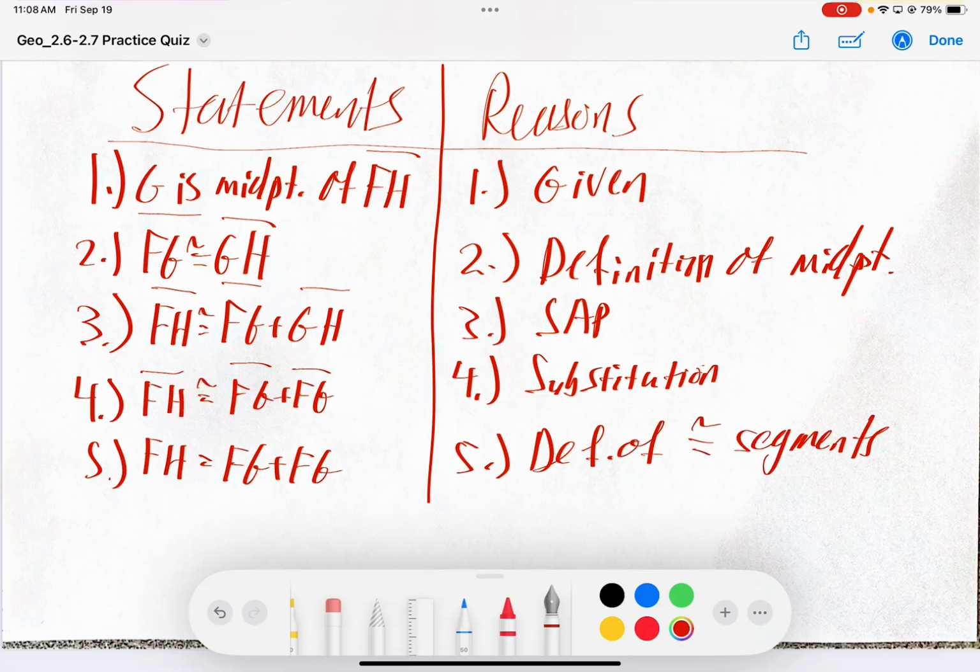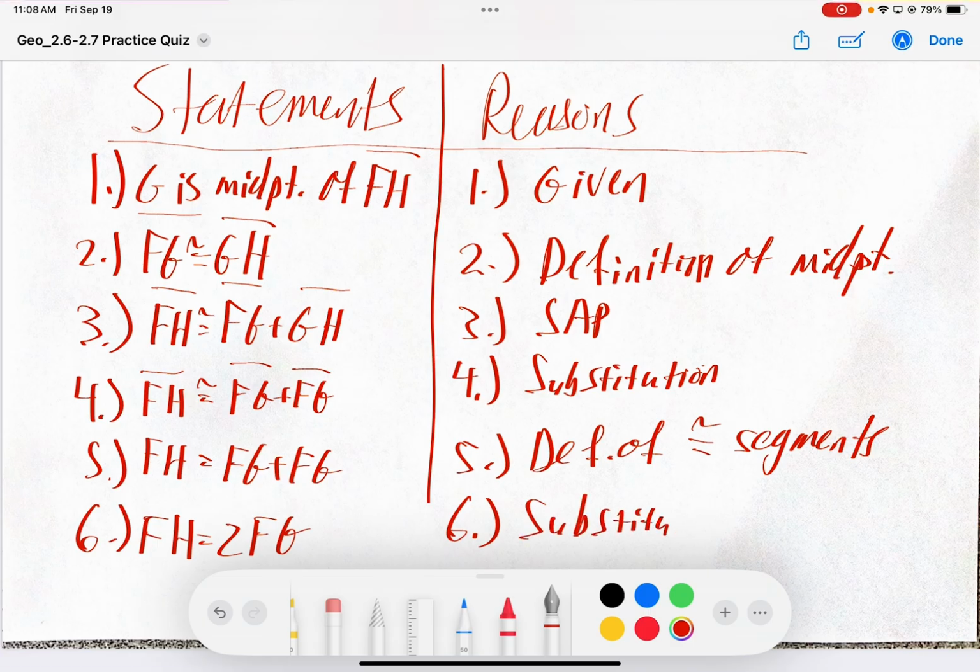Hiya, what's my last step going to be? I did 2FG equals FH, by substitution. Good. So 2FG equals FH or FH equals 2FG. And then the reason for that again is also substitution.